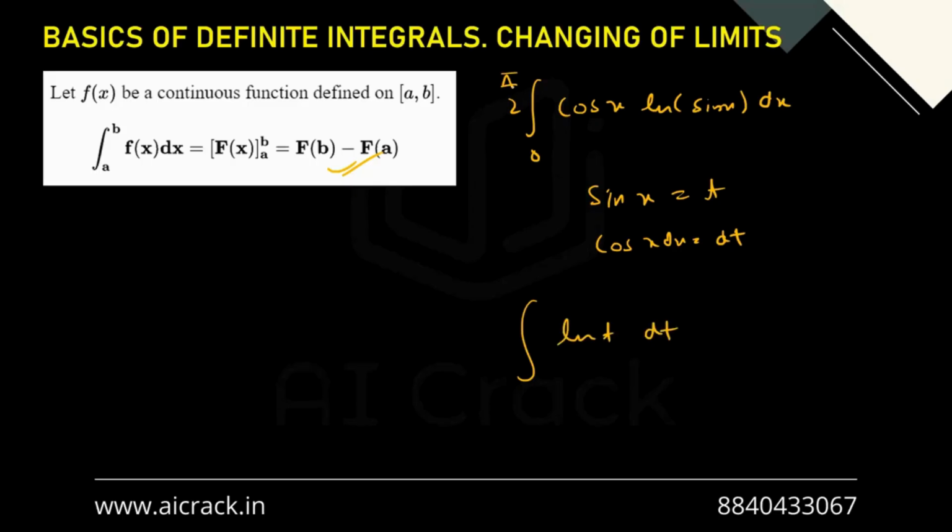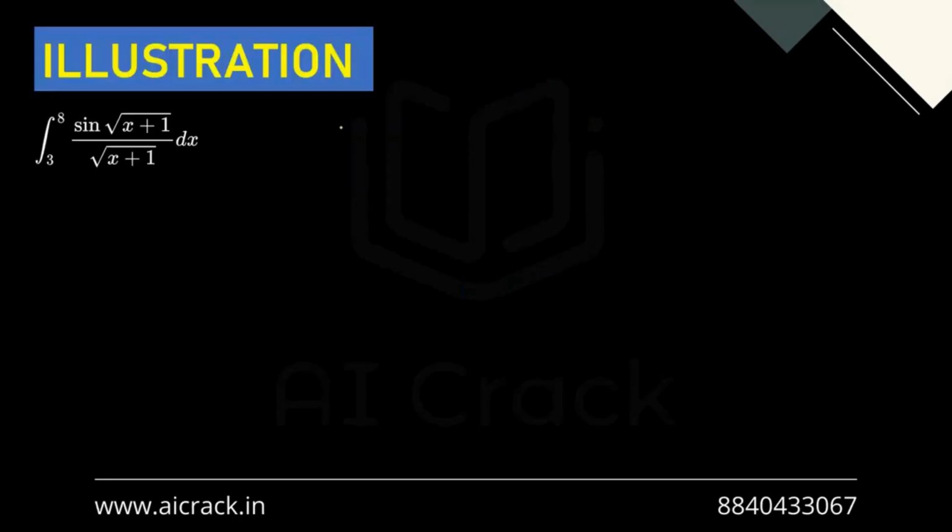Okay. Now what about limits? So when x equals 0, this t would become 0 only because sine 0 is 0 only. When x equals pi by 2, sine pi by 2 is 1, so t equals 1. So this is how you have to change your limits. And now let's solve this example.